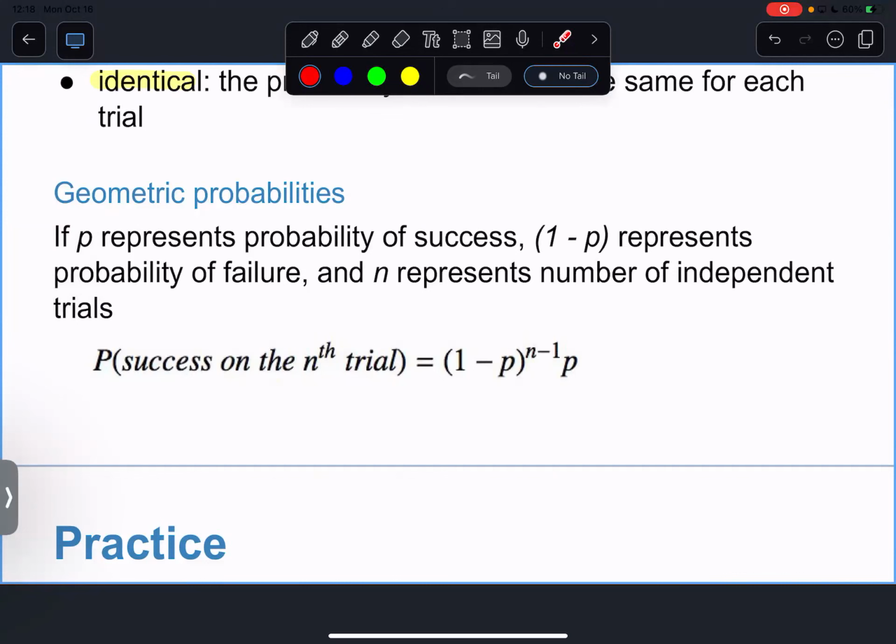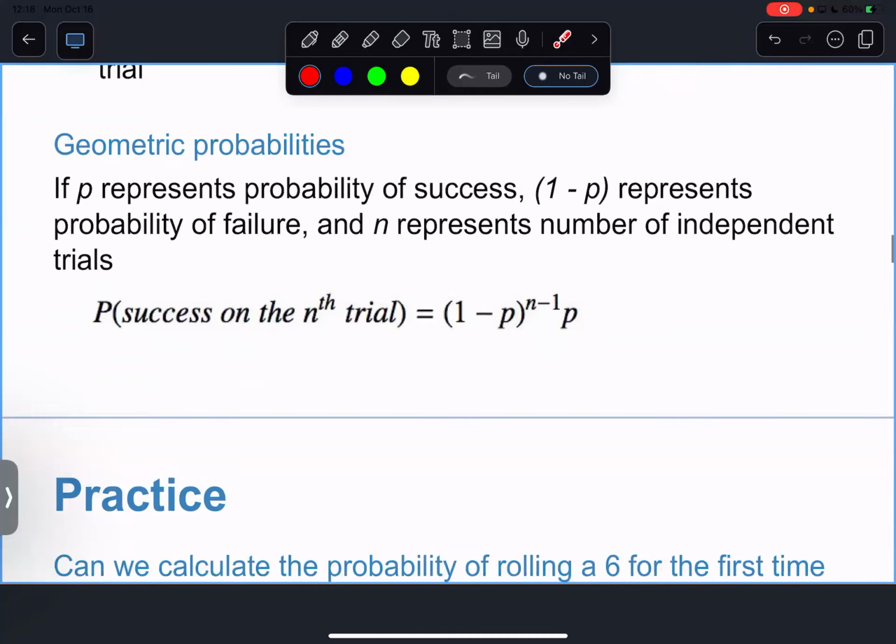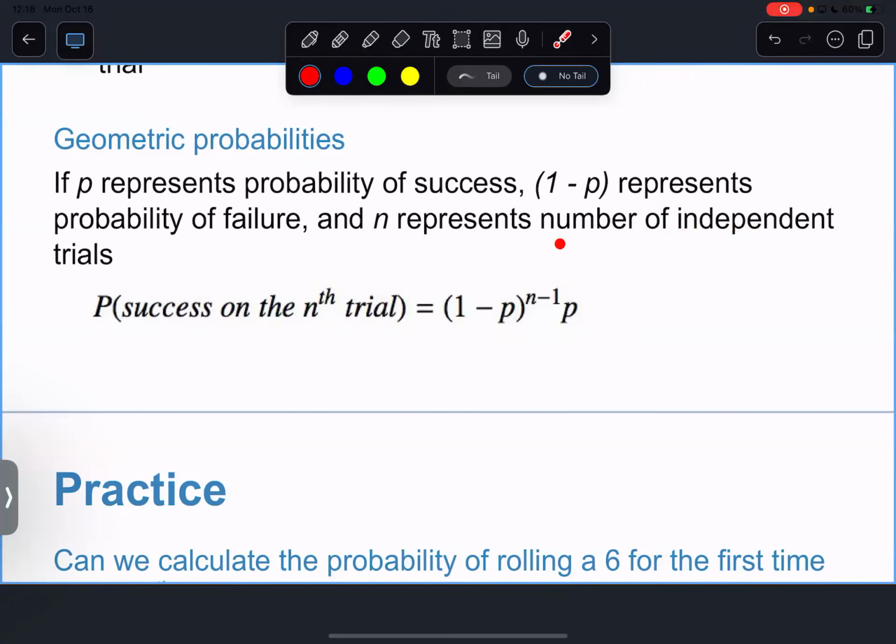In general, if p represents the probability of success, then 1 minus p represents the probability of failure. And n represents the number of independent trials. Then if I want to find the probability of success on the nth trial, I need n minus 1 failures followed by 1 success. In general.